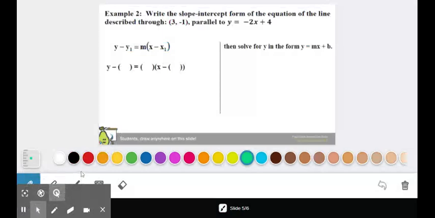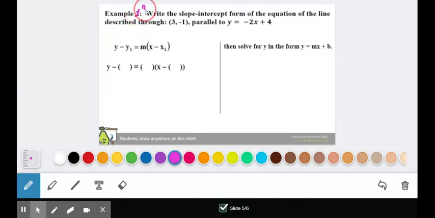Okay, guys, here's the last one for today. I'm going to go ahead and cross out 2 because this is actually the third example that we're doing. I don't want people to get super confused. Okay, so example 3. They want us to write the slope-intercept form of the equation of the line that goes through 3, -1, and is parallel to y equals -2x plus 4.